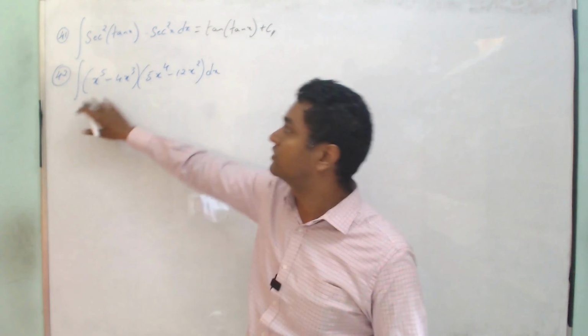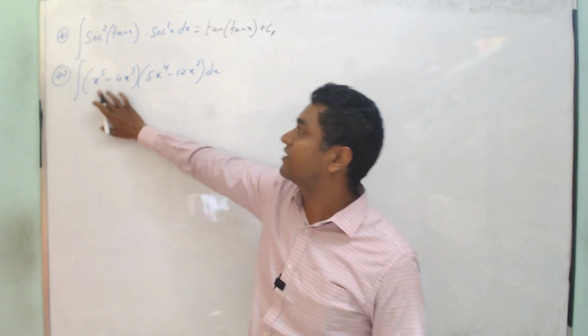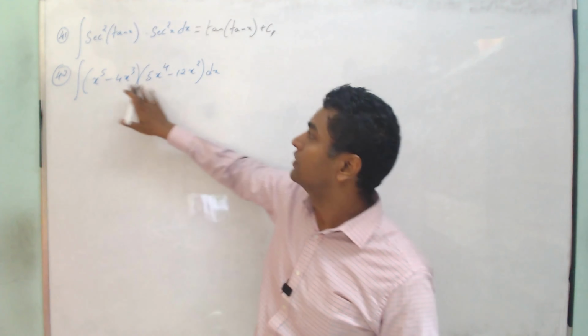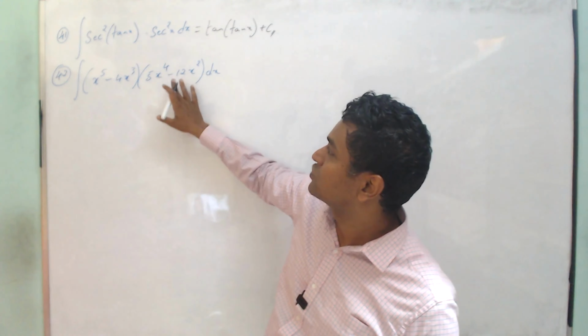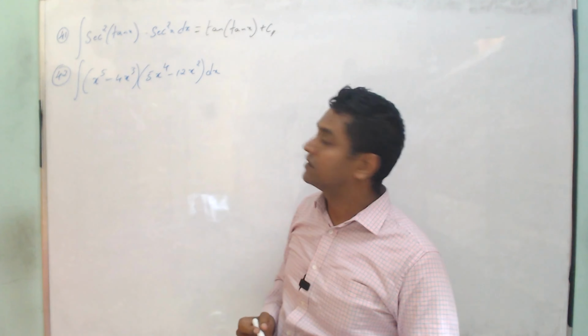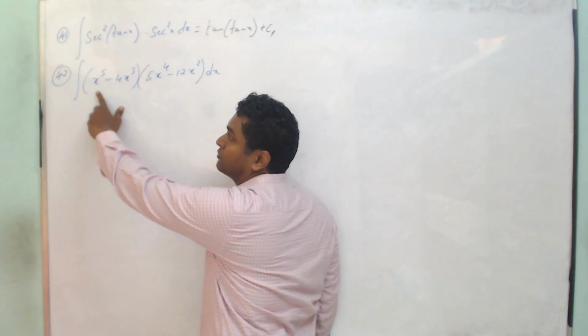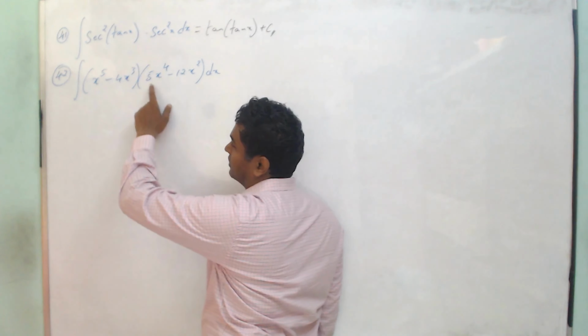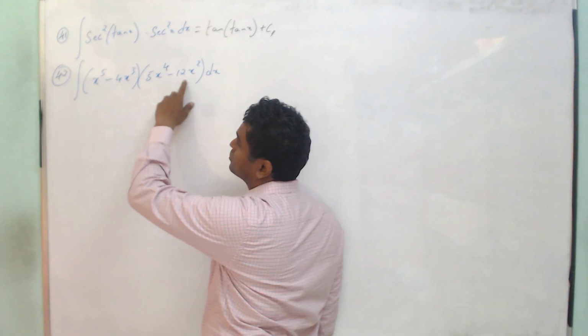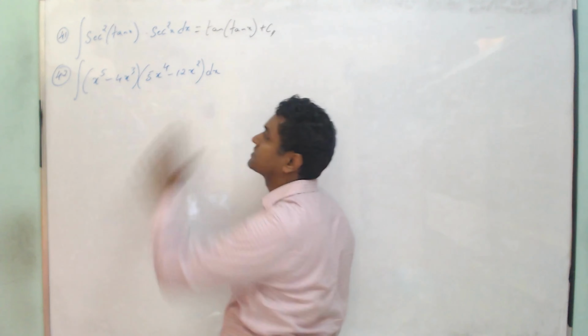42nd question. Integral of x to the power 5 minus 4x cube into 5x power 4 minus 12x square dx.